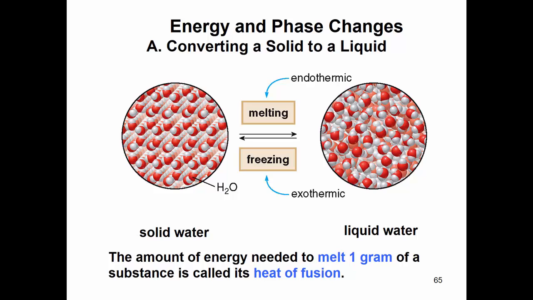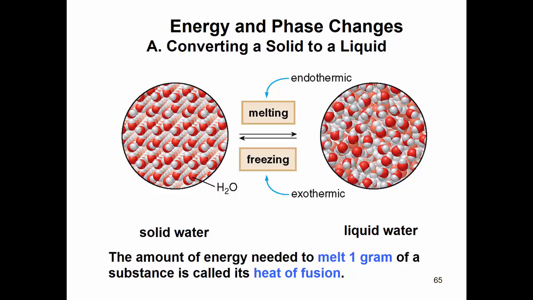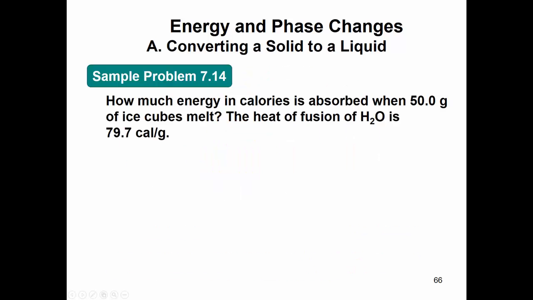So the amount of energy that is needed to melt a gram of a substance is called the heat of fusion. All substances have a different heat of fusion, but we are mainly going to be looking at water. The heat of fusion of water is always 79.7 calories per gram. All you really need to see here is that heat of fusion is dealing with how much energy it takes to melt. So this process right here.